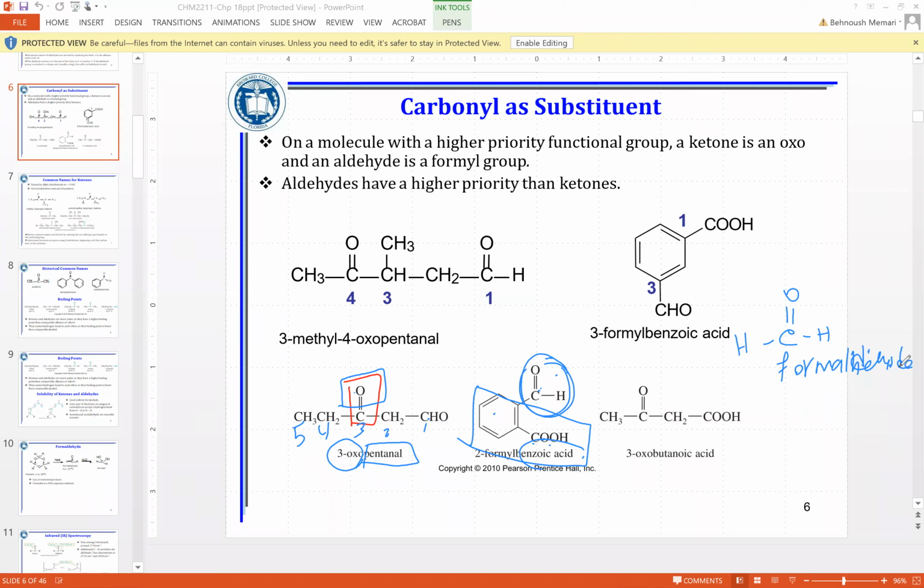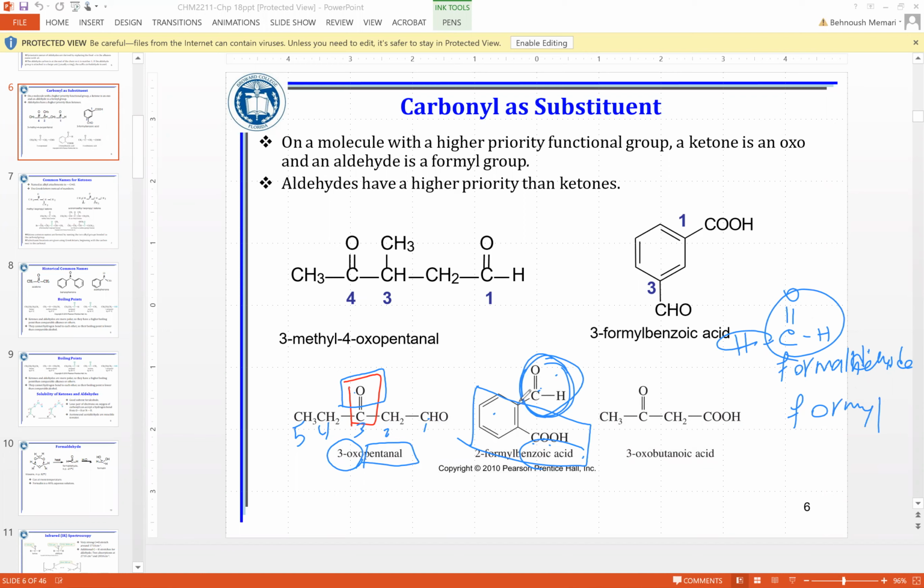Okay, formaldehyde. If you have formaldehyde and you remove the hydrogen, it's called formyl. So formyl is basically the root name, or a branch name, for formaldehyde that has lost the hydrogen. So it's a formyl group attached to the benzoic acid.